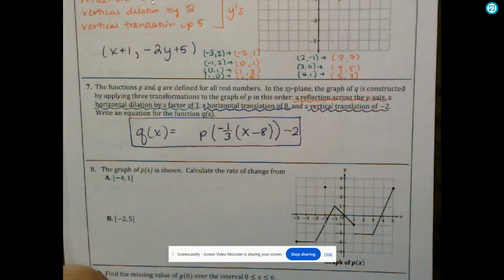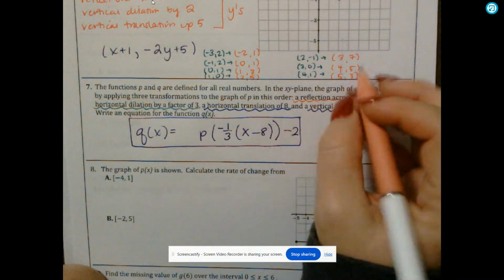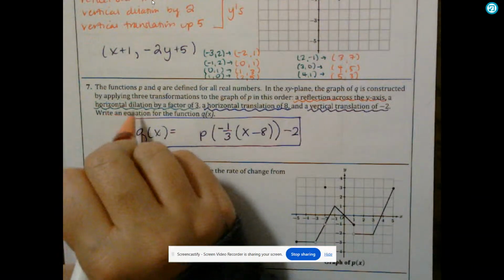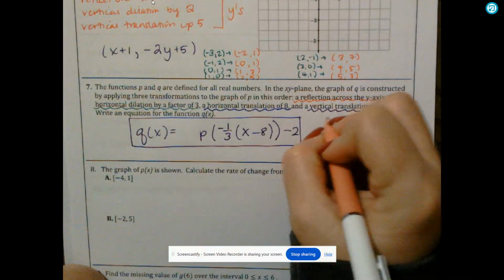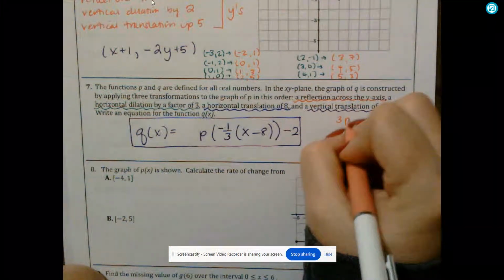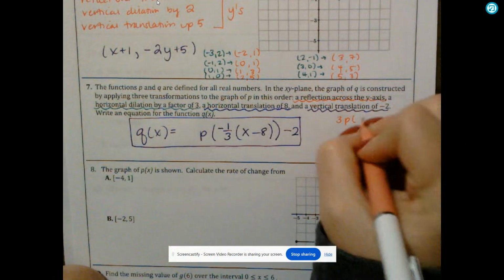Okay, and I just wanted to make a little note over here that had it said a vertical dilation by a factor of 3, then you would have the 3 out front, like so.